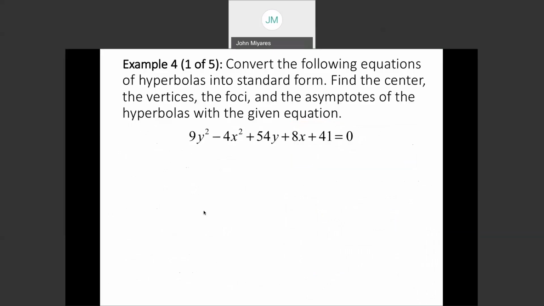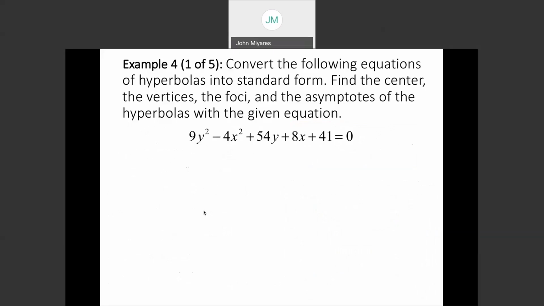Here's one I'd like for you to try on your own. What I'd recommend is that you pause the video long enough for you to work through all the steps, just like we did in example 1. What you should notice is that you've got a y squared term minus an x squared term, which means that this hyperbola is going to open up, down.